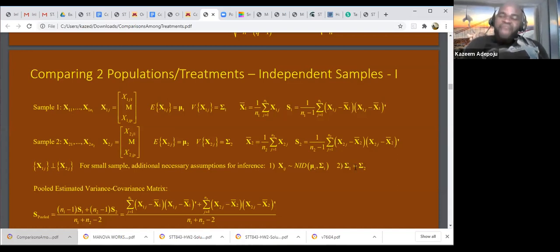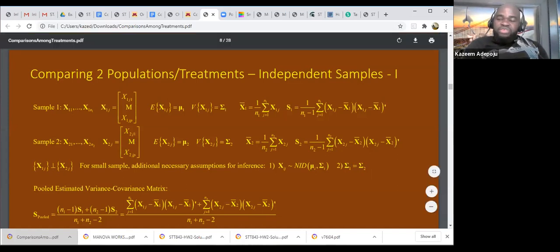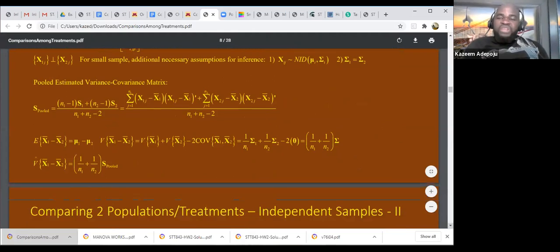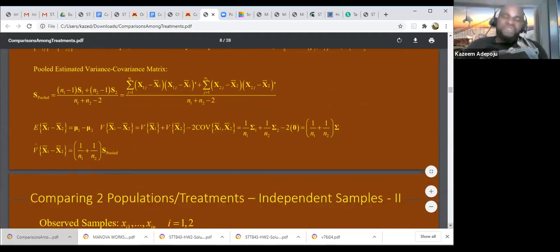If we have the assumption that the variance covariance here equals the variance covariance here, then we can actually pool the variance covariance, just similar to the way we pool variances in the univariate setting. I quickly want to remind you of the formula. The formula we normally use in the univariate setting is this, if you want to pool variance. Can somebody confirm if you have seen this formula before, for those of you who have done a lower statistics course? Have you seen that before?